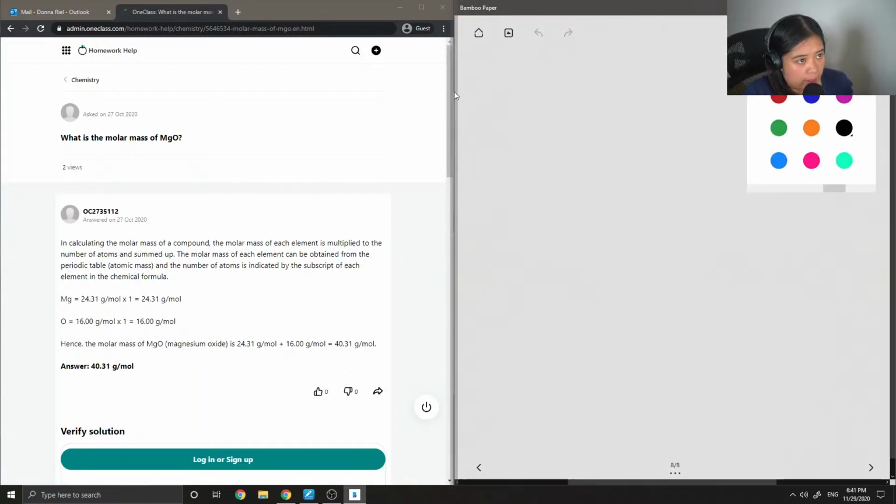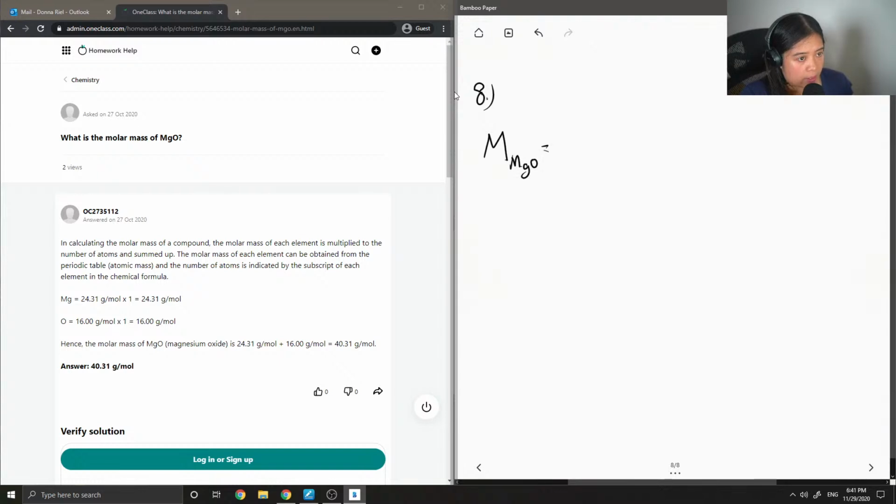Okay, so question 8 just asks, what is the molar mass of magnesium oxide? Okay, so to answer this question, we would need the atomic masses of both magnesium and oxygen. So these values are just found on your periodic table. So the molar mass of magnesium oxide is just the molar mass of magnesium plus the molar mass of oxygen. So since there is only one atom of each, I don't need to multiply their molar mass values by anything.